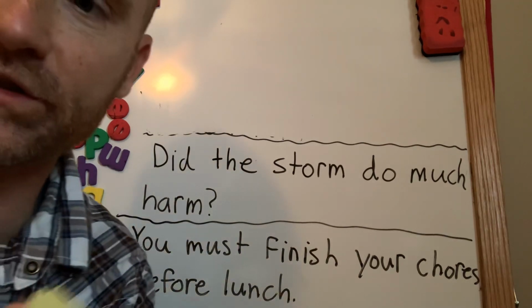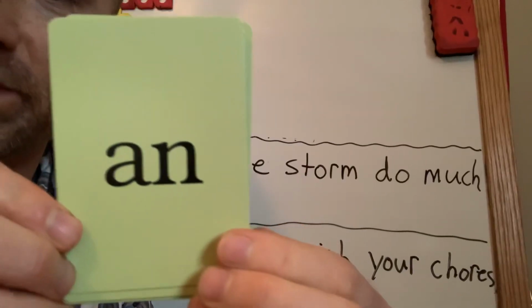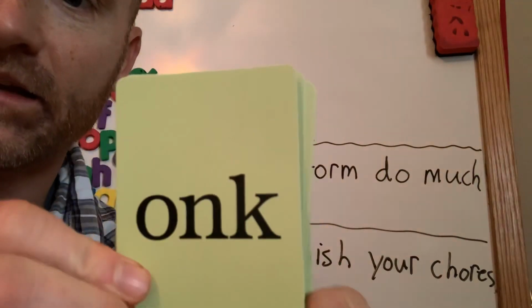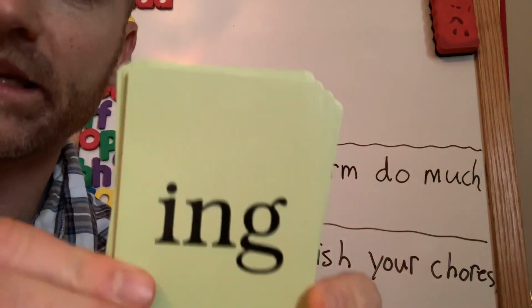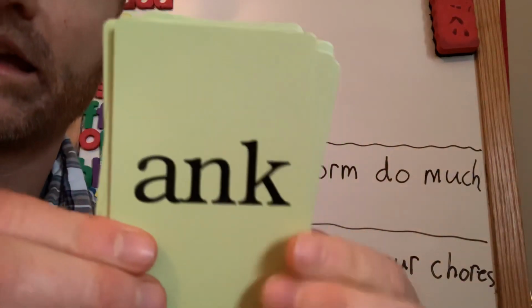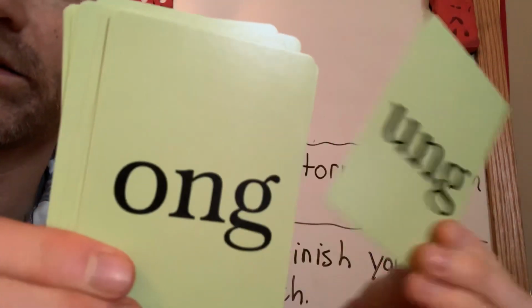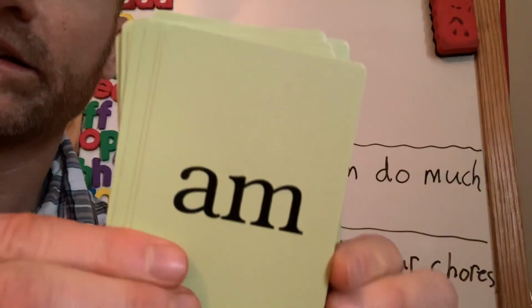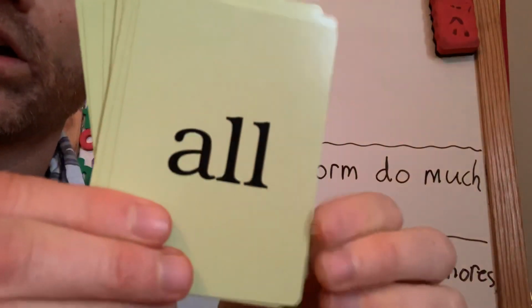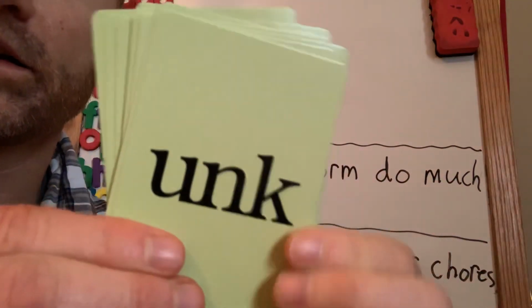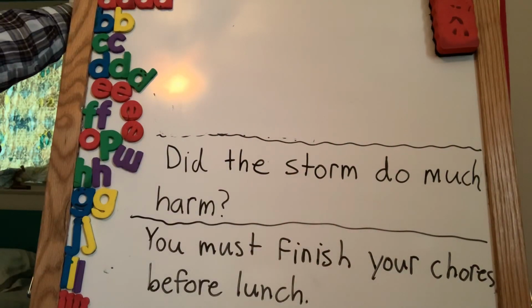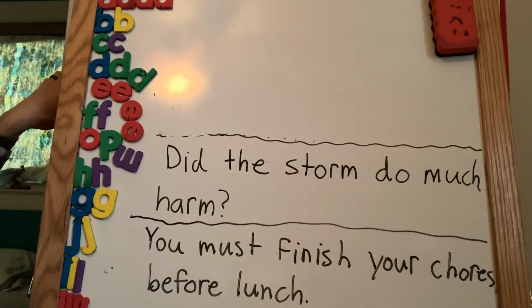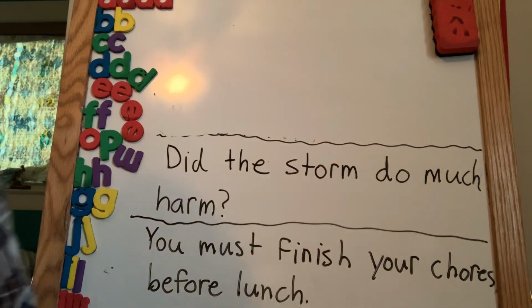All right, we're just going to do the sounds. These are glued sounds. Ready? An, onk. Do it before me. Eng. See if you can beat me. Ing, ank, ung, ong, am, all, unk, ink, an. Very good.